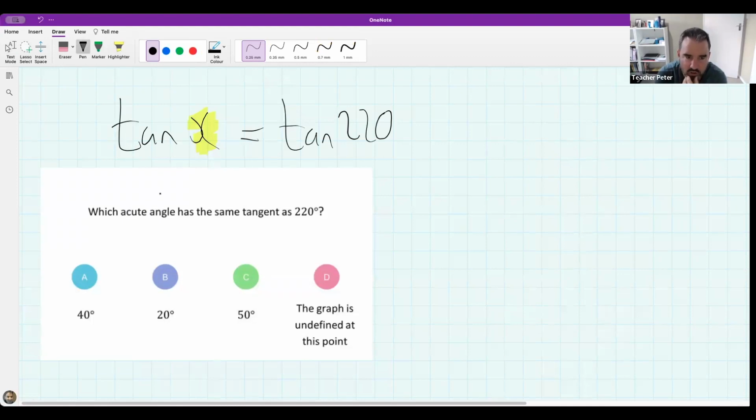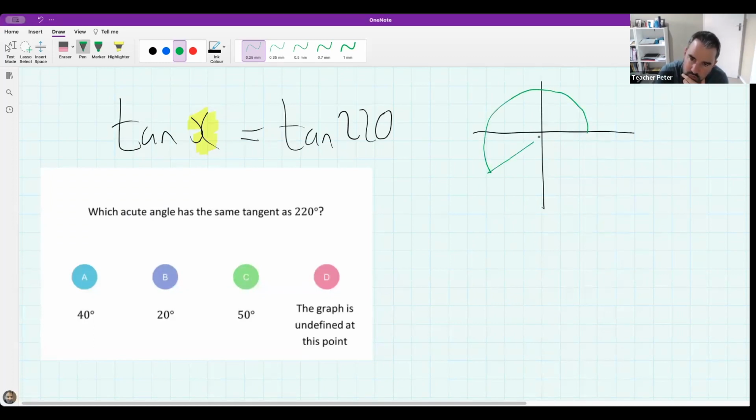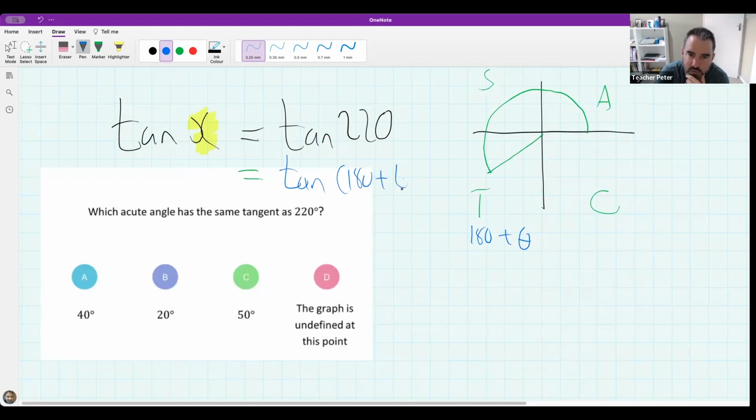And what do we think the answer for this is? I suppose 220 is in this quadrant. So we know that tan is positive. So that's good news. And also angles in this quadrant are 180 plus theta. So we get the tan of 180 plus 40.